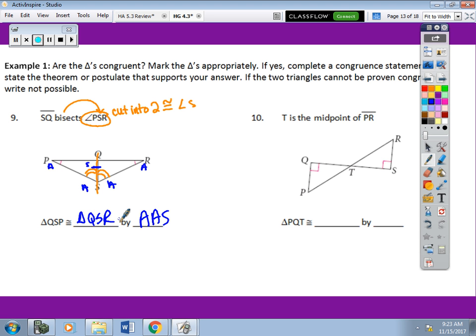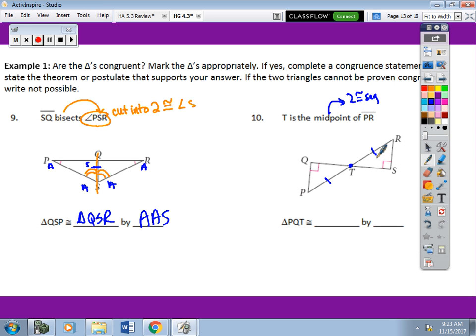T is the midpoint of PR. T is the midpoint of PR. What's the definition of a midpoint? Definition of a midpoint is that it what? Marquise? It's a segment of two congruent angles. Good. It's a point that divides the segment into two congruent segments. So T is the middle of PR, so we would mark PT congruent to TR.